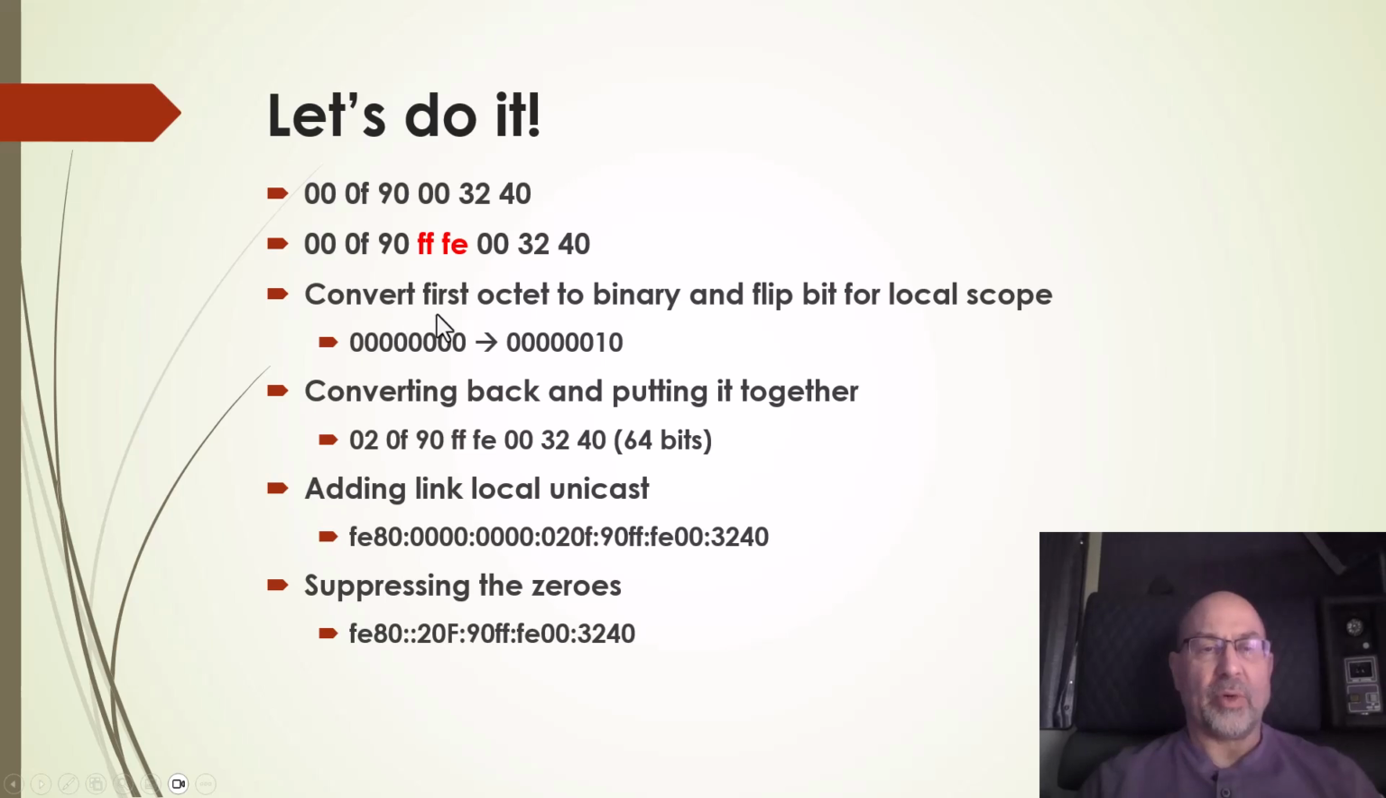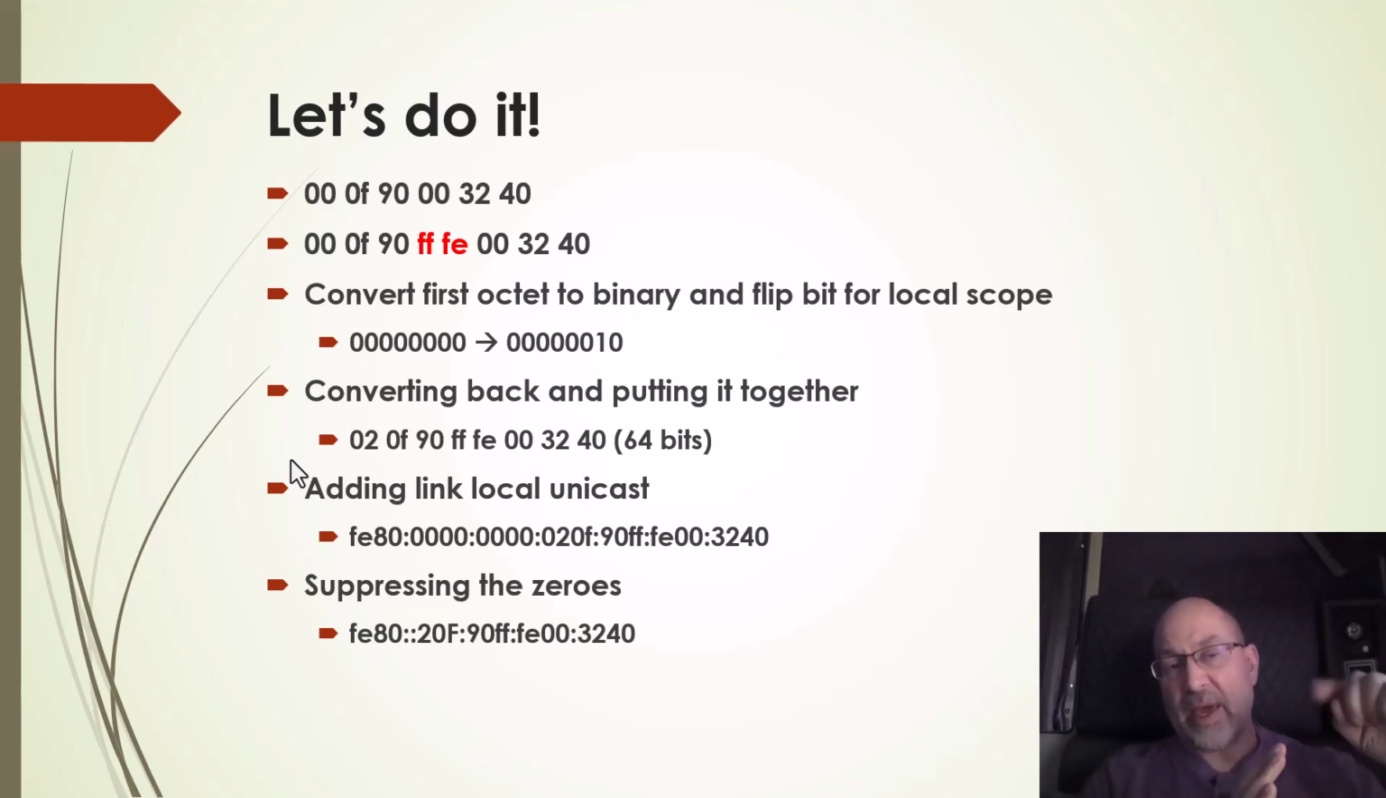So here's the 7th bit, so that's going to convert to this. Now when we look at this in hexadecimal, that would be 02. So we convert that back and we put the whole thing together. We get 020F90, right? That's the first half of the MAC address with that bit flipped, FFFE, 003240, and suddenly we're at 64 bits.